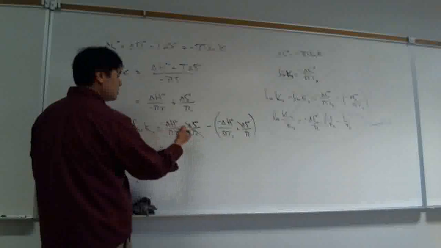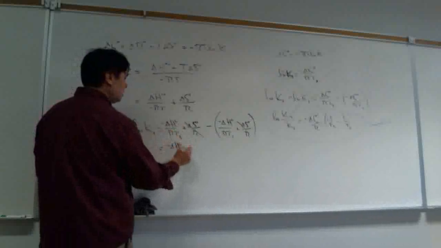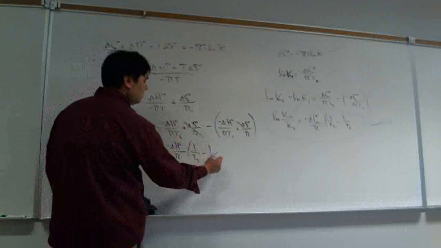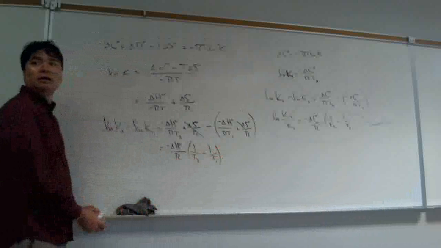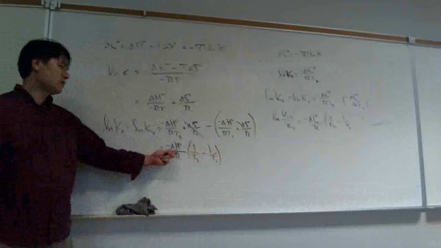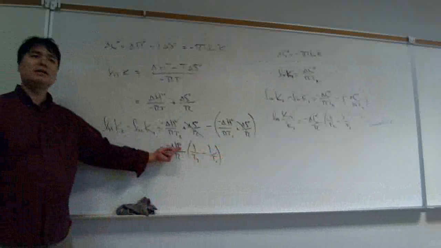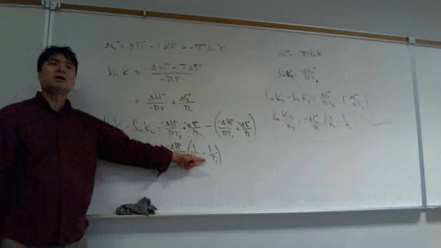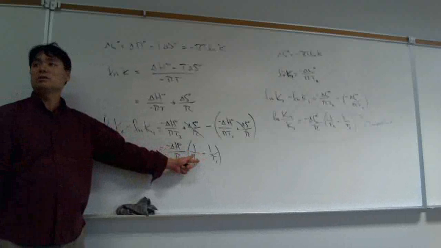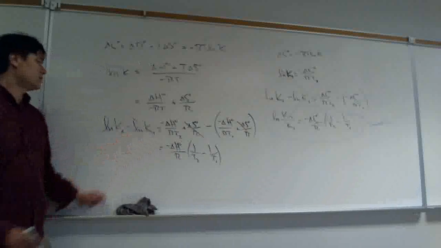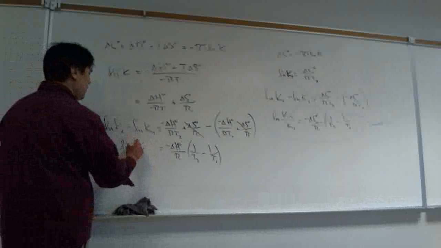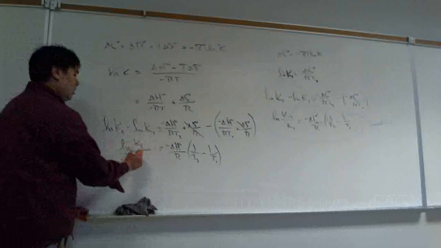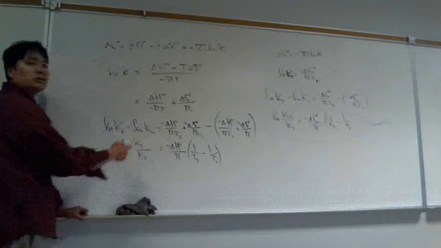We'll factor out the delta H naught over R. So we get minus delta H naught over R, 1 over T2 minus 1 over T1. Does that work? Yeah, this works as long as we can assume safely that delta H naught at T2 is about the same as delta H naught at T1, which is an okay assumption. And therefore we get this. This equation is going to be ln of K at temperature 2, this is the equilibrium constant, not the rate constant, over K at temperature 1 is equal to this.